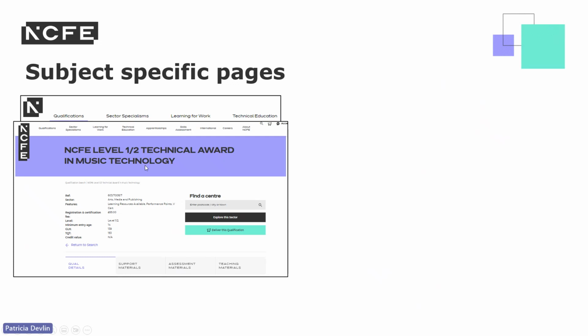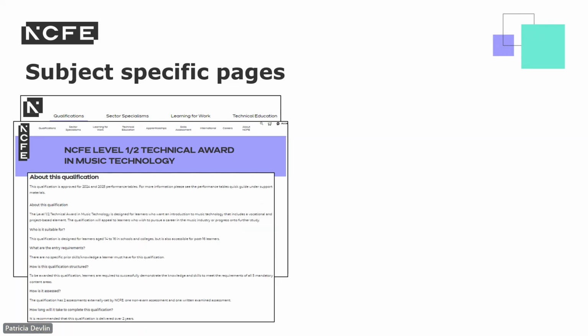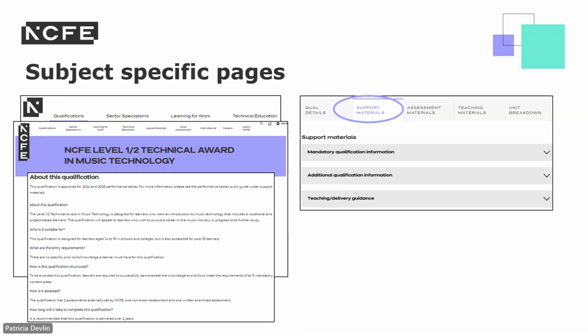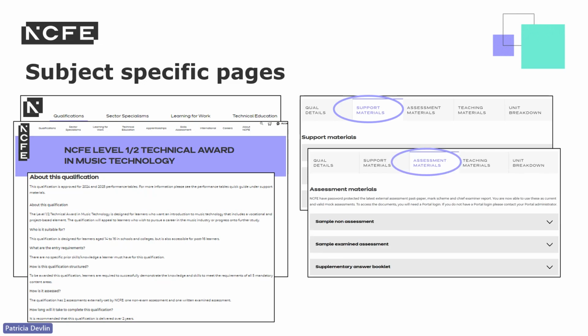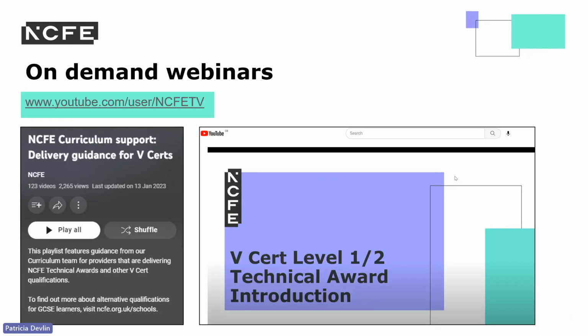So what you would do is you go to the music technology page, and you can see you've got your qual details, your support materials, assessment materials, teaching materials, and then further down you've also got links as well. So you can see support, the mandatory qualifications, assessment materials, teaching materials.